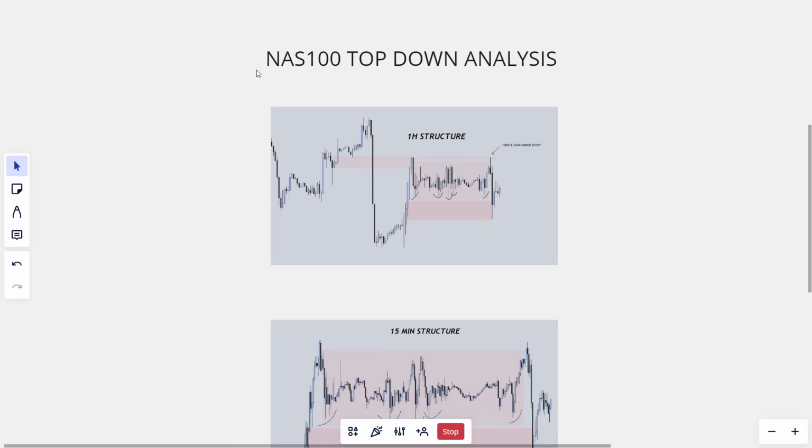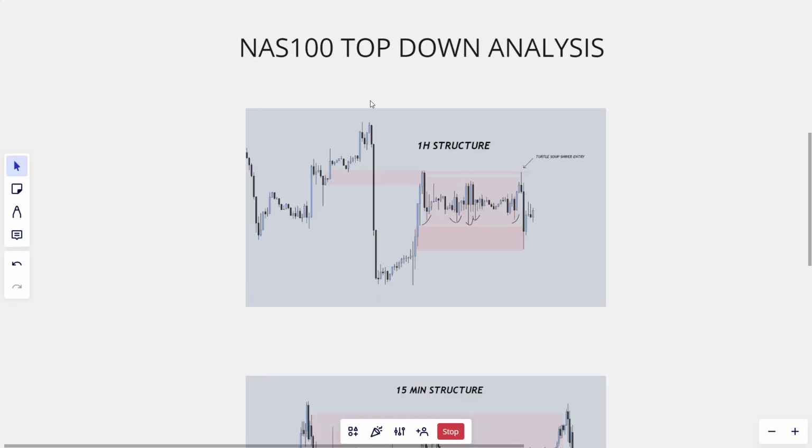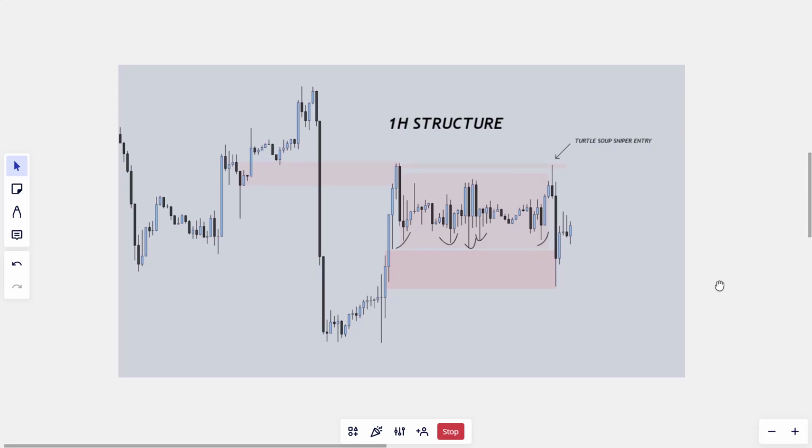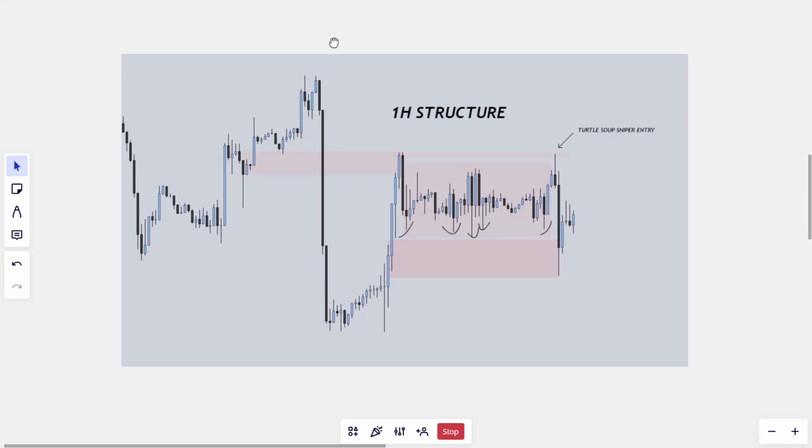So right here is just a NAS100 top-down analysis. First, I'm currently just scalping on the 5 minutes, the 3 minutes, and the 1 minute. So my higher time frames on a daily basis are usually the 1 hour time frames. And as you can see here, price was just building out this range right here. Price cleared these old lows right here. This is just one of my liquidity patterns, my sideways liquidity pattern.